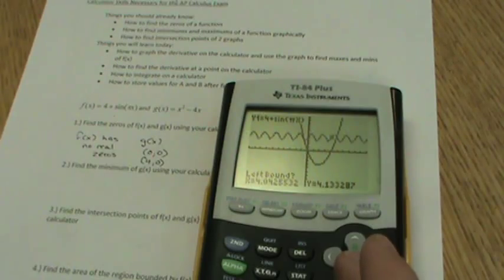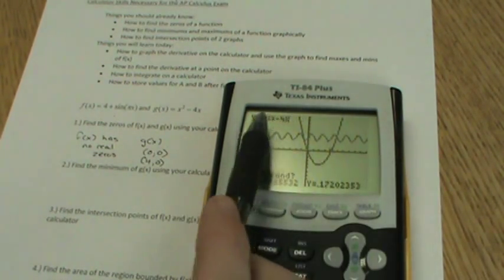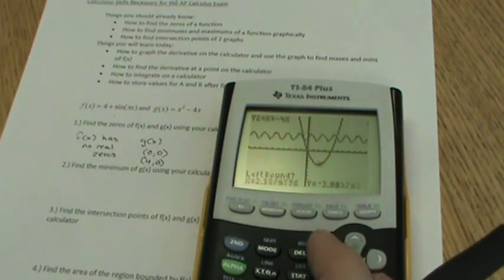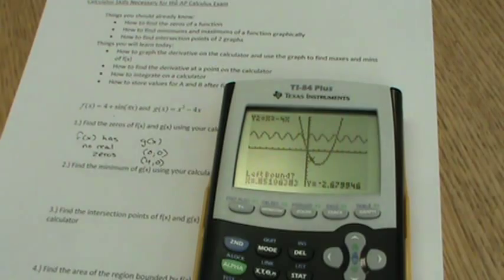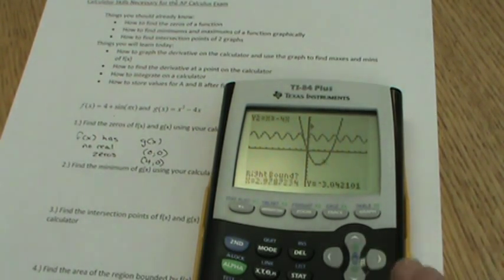And again, it's going to ask us for left bound. Now you see the minimum right here. We got to go down to make sure that y2 is selected. And it says left bound. So we're going to go to the left of that minimum, hit enter, and then go to the right of that minimum, hit enter, guess again, hit enter again.